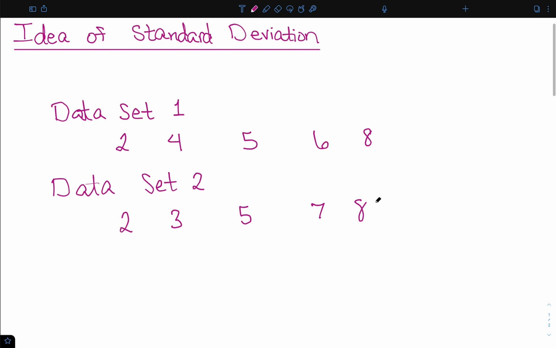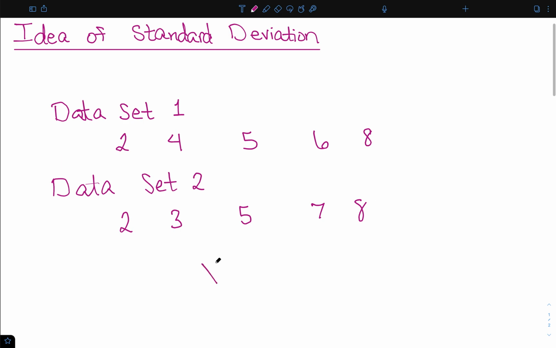Let's look at the idea of standard deviation. Here I have two data sets I want to consider that I'm calling data set 1 and data set 2. We can see that these two data sets actually have the same mean, the same median, and the same range. However, they are very different data sets. To distinguish them, we want to look at how far, on average, values are from the mean.